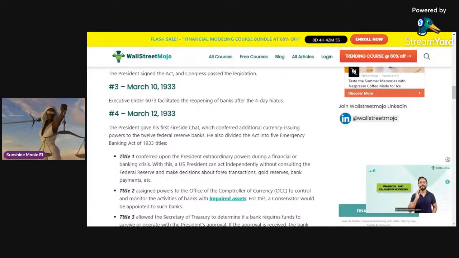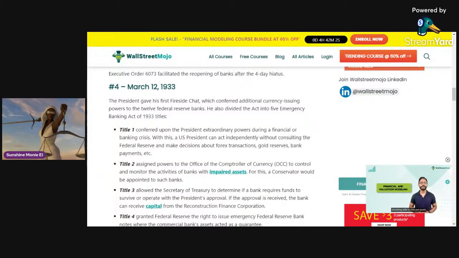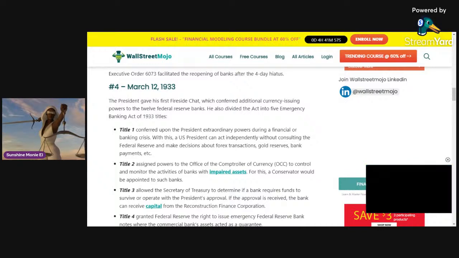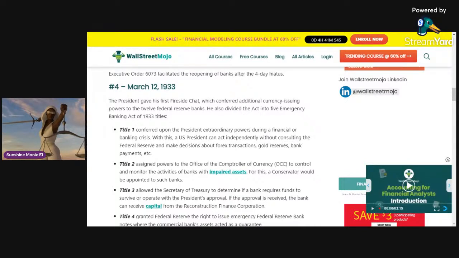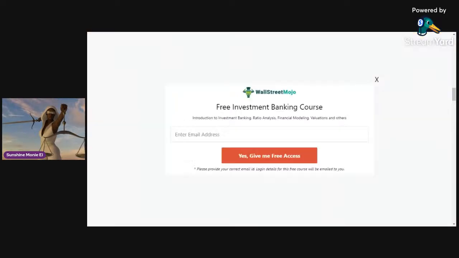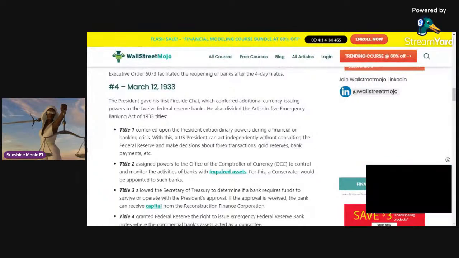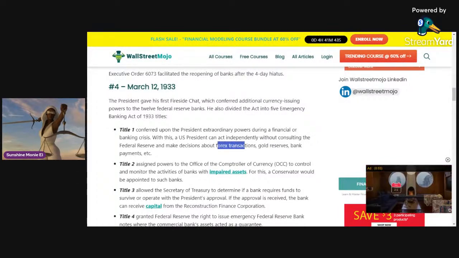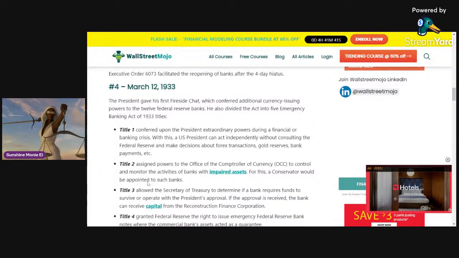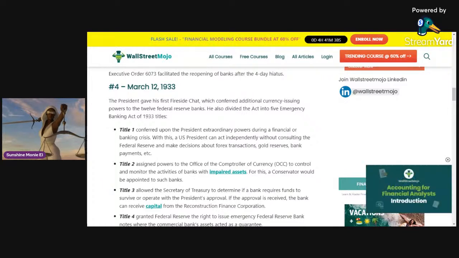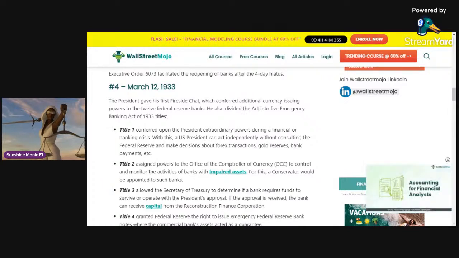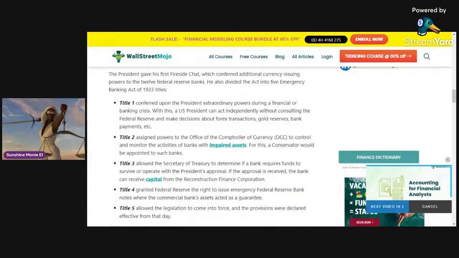Title 1. Can you read Title 1 for me? What's Title 1 about? Title I conferred upon the President extraordinary powers during a financial or banking crisis. With this, a U.S. President can act independently without consulting the Federal Reserve and make decisions about forex transactions, gold reserves, and bank payments, etc. So a U.S. president can act independently without consulting the Federal Reserve and make decisions about the monies. Why would the U.S. president care about that? Because this is all a bank. I'm going with my conspiracy theory.